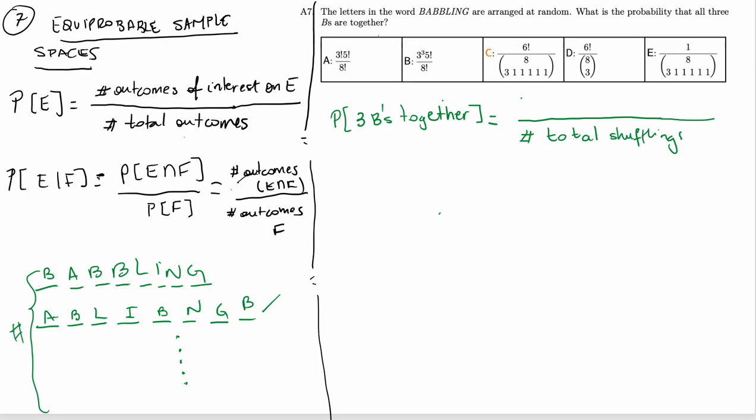And what about the numerator? Well, the numerator is the number of outcomes of interest. So it's the number of ways, or the number of shufflings or arrangements, that has 3 B's together.